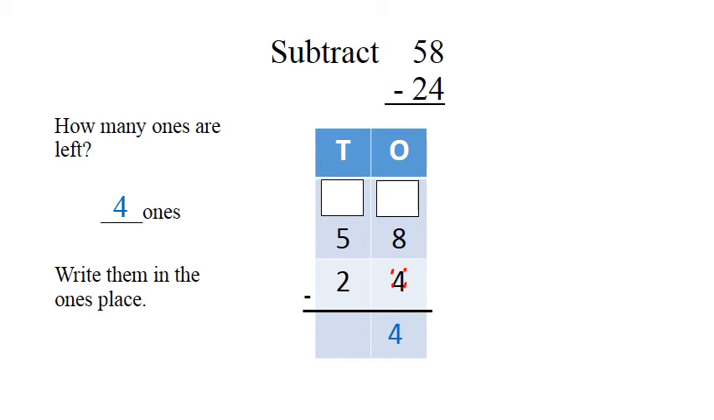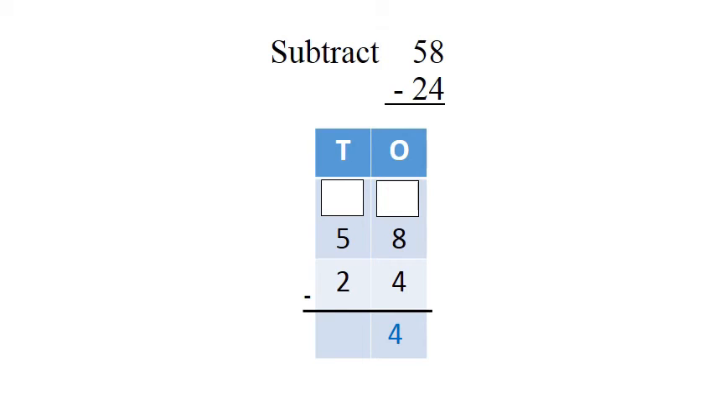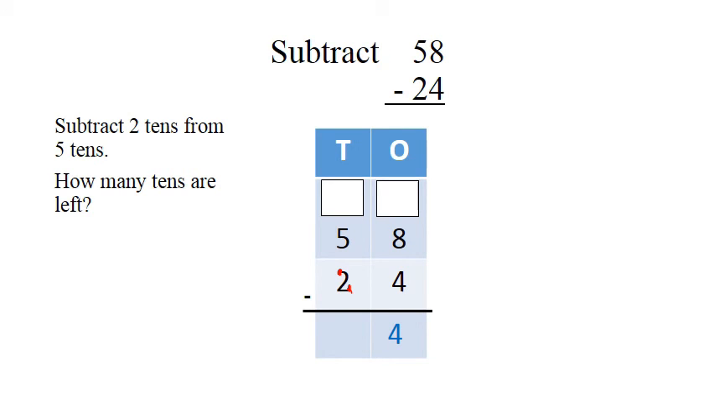Now I get to move to the tens place. Now I have to subtract my tens. I'm going to subtract 2 tens from 5 tens. 5, 4, 3. How many tens do I have left? I have 3 tens left. So therefore I'm going to record it into the tens place.